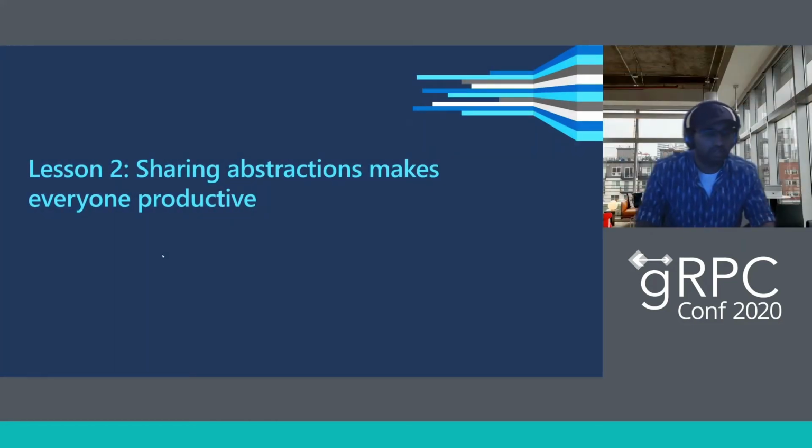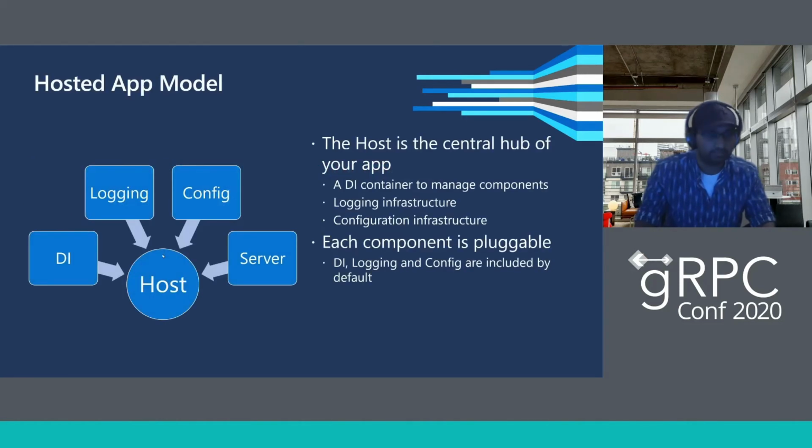Thank you, John. What I want to do now is speak to the second lesson we learned. This actually builds upon what John just spoke to. So the other key lesson that we learned, and we learned this while building ASP.NET Core, we were able to equally apply it while building grpc.net, is that sharing abstractions makes everyone more productive. Let's take a concrete look at what is meant by this.